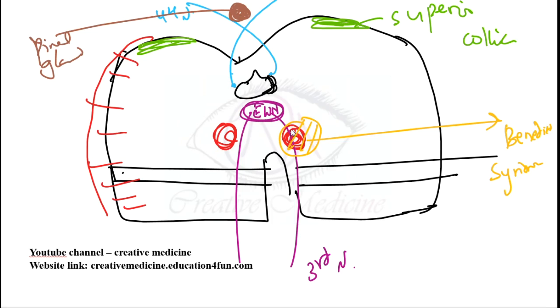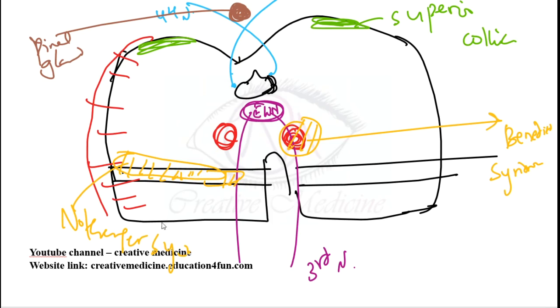Then Nothnagel syndrome occurs due to a defect here. Whenever there is a defect in the substantia nigra, that will result in Nothnagel syndrome, and the third nerve is also involved here. So it causes ipsilateral third nerve palsy with contralateral ataxia and contralateral intentional tremors. So this is Nothnagel syndrome.